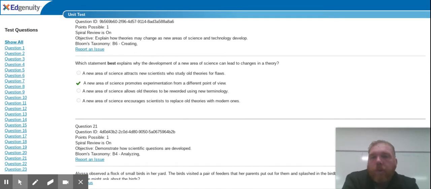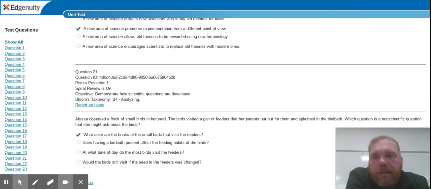Question 20. Which statement best explains why the development of a new area of science can lead to changes in the theory? Okay. So that's the whole idea, that as we learn and technology and so forth improves, it promotes experimentation and it gives us a different point of view. We're not using the theory as our only point of view, so we get new ideas.